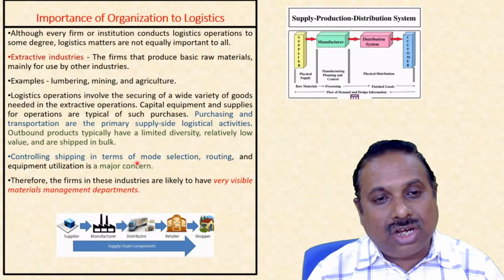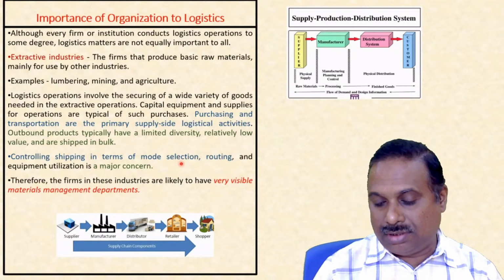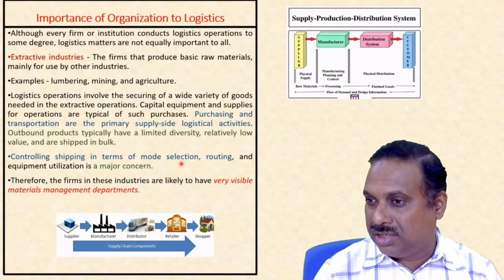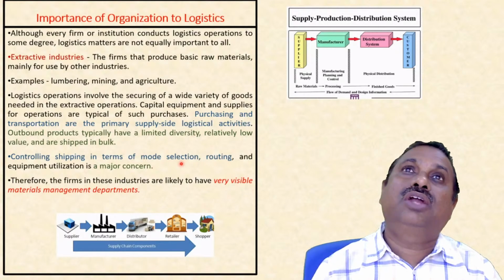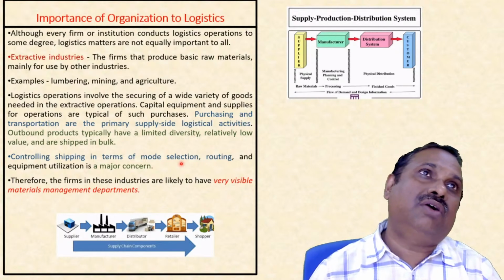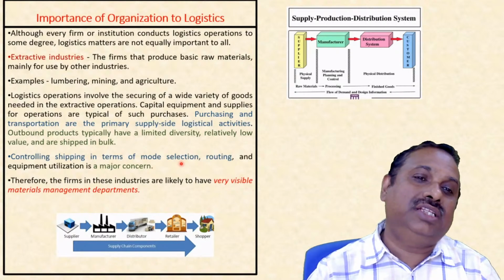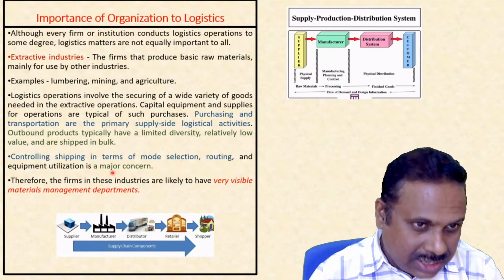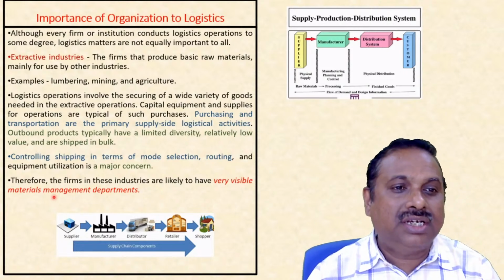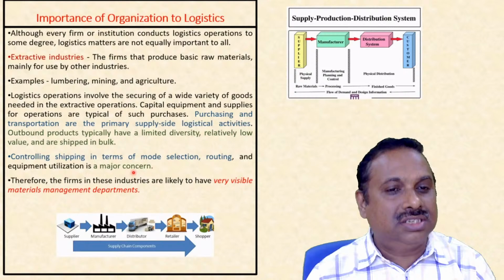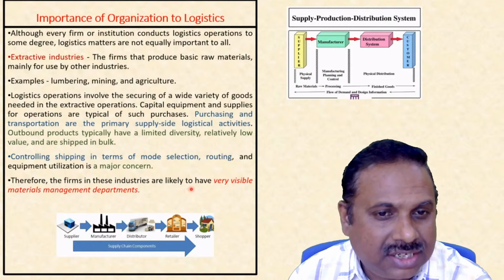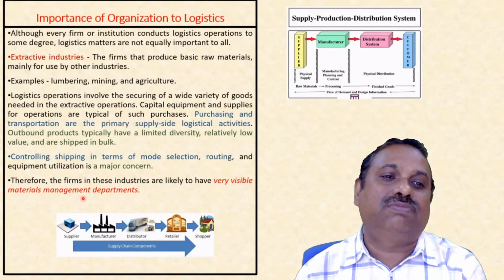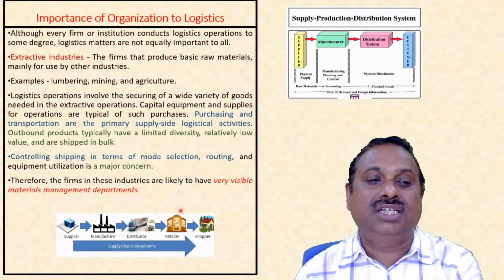So controlling shipping in terms of mode selection, because you have different transportation modes. One is roadways by truck, one is railway, one is seaways by ship, another is airways. And we can have our dedicated pipeline also. So these are mainly the five modes of selection. We have to select the correct mode, and the routing and equipment utilization are the major concern. Therefore, the firms in these industries tend to have a very visible material management department. Material management is significant here.